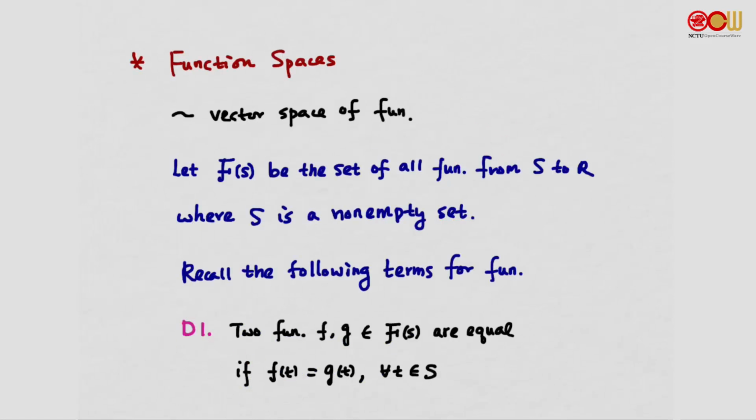A very useful example of vector space is the function space. This is actually a vector space of functions. F_S, this is a calligraphic F, be the set of all functions from S to R. S is this S here, and S is a non-empty set. So it's the collection of all functions with the domain S and codomain R.